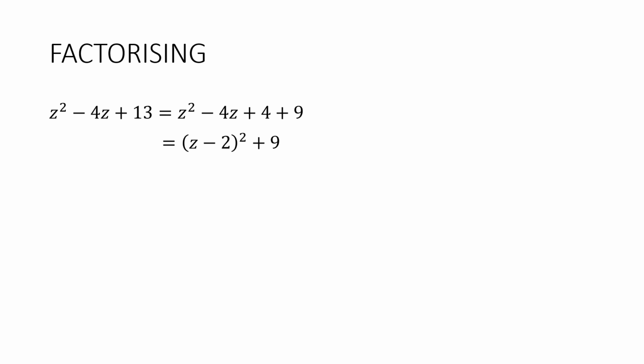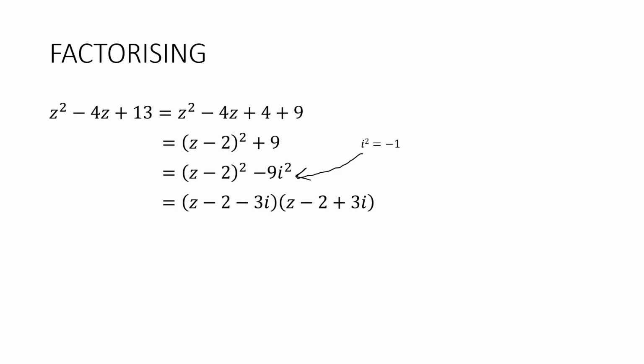Now I'd really like this to be the difference of two squares so that I could factorize, but it's not. It's the sum of two squares. So I'm going to do something sneaky. I'm going to change this plus 9 into negative 9i squared, because remember, i squared is negative 1. And now I can factorize by using the difference of two squares. We're going to get (z minus 2 minus 3i) and (z minus 2 plus 3i).